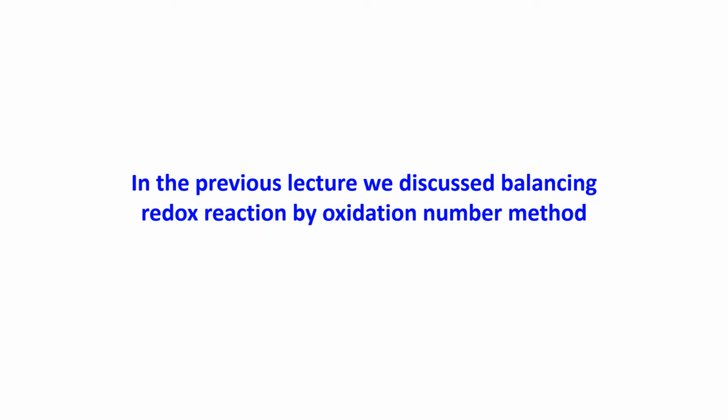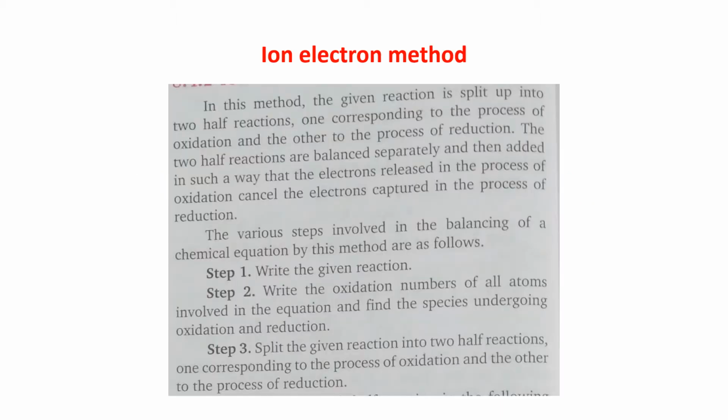In previous lectures, that means in lecture 1, we discussed the general basic concepts of oxidation and reduction and how to find out the oxidation number. And in the last lecture, lecture 2, we discussed balancing redox reactions by the oxidation number method. Now, balancing redox reactions by the ion electron method.